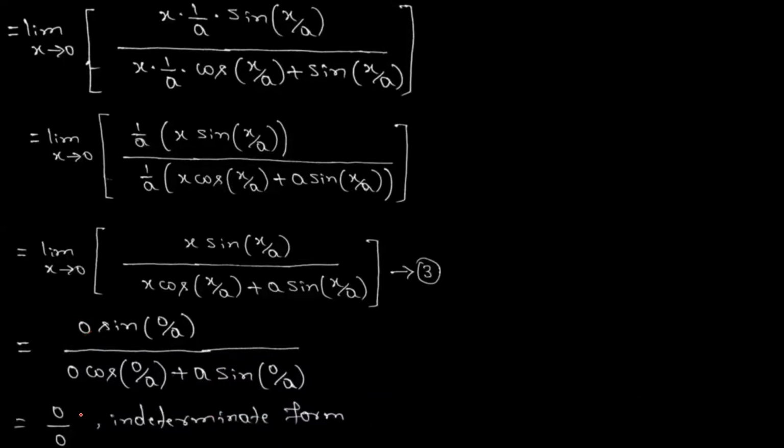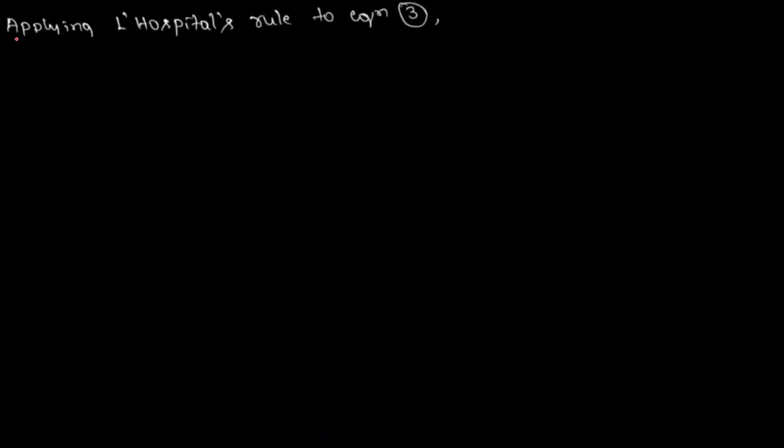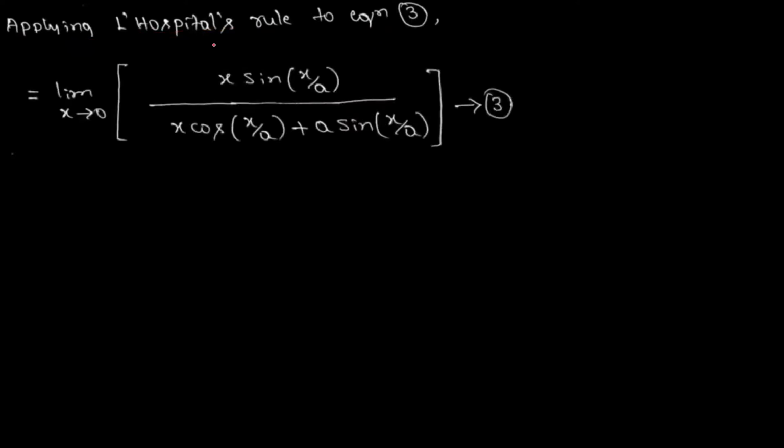We have written it is again an indeterminate form, which is of the form 0 by 0. So we need to continue with L'Hospital's rule now. Let us apply L'Hospital's rule again to this limit. That is, we are going to differentiate separately the numerator and the denominator. Here we say applying L'Hospital's rule to equation number 3.